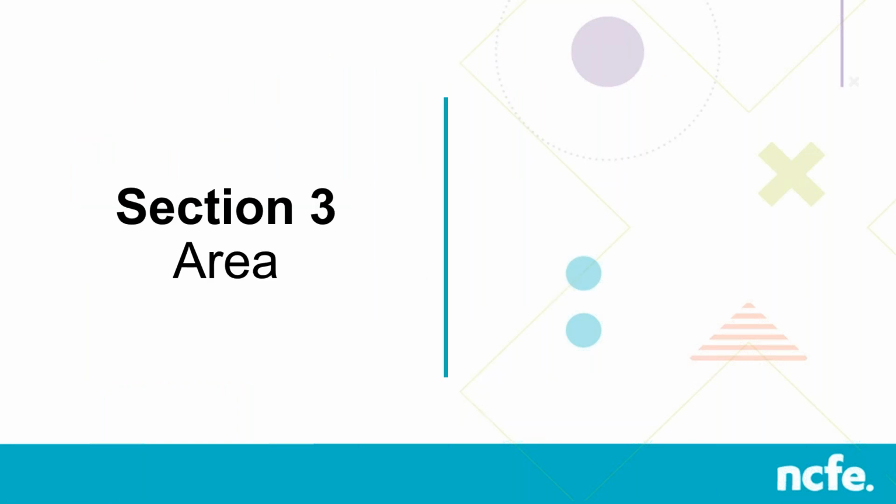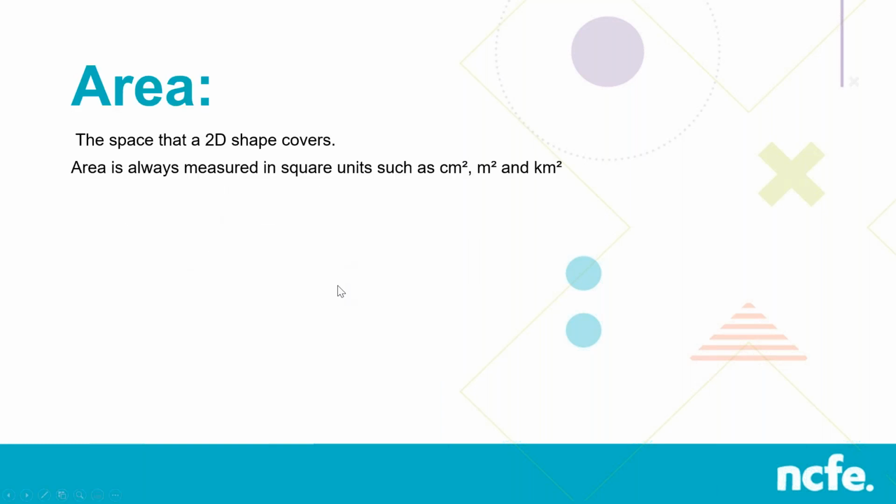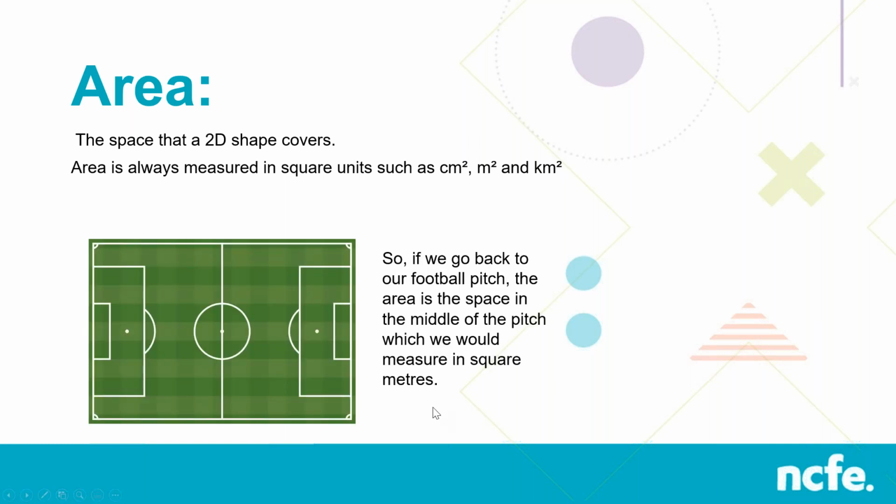Now we'll take a look at area. The area is the space that a two-dimensional shape covers. Area is always measured in square units, such as centimetre squared, metre squared, or kilometre squared. So if we go back to our football pitch, the area is the space in the middle of the pitch, which we would measure in square metres.